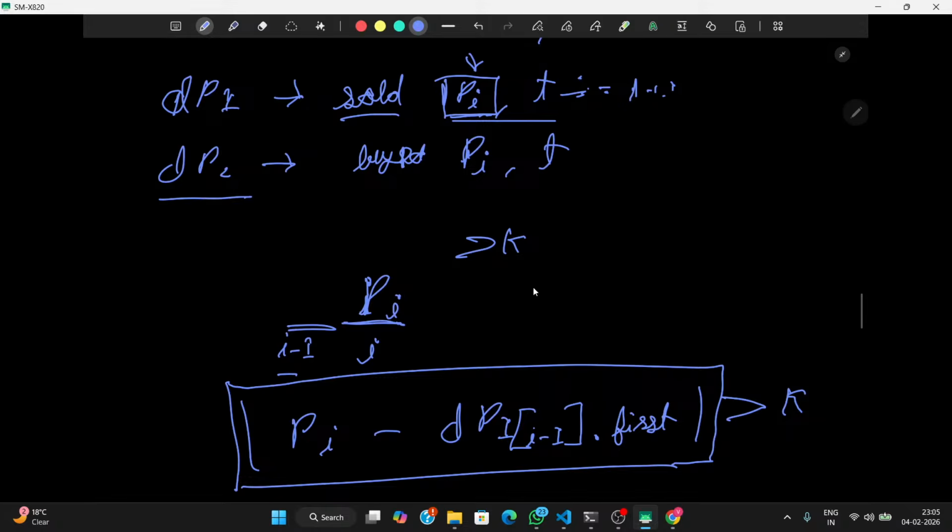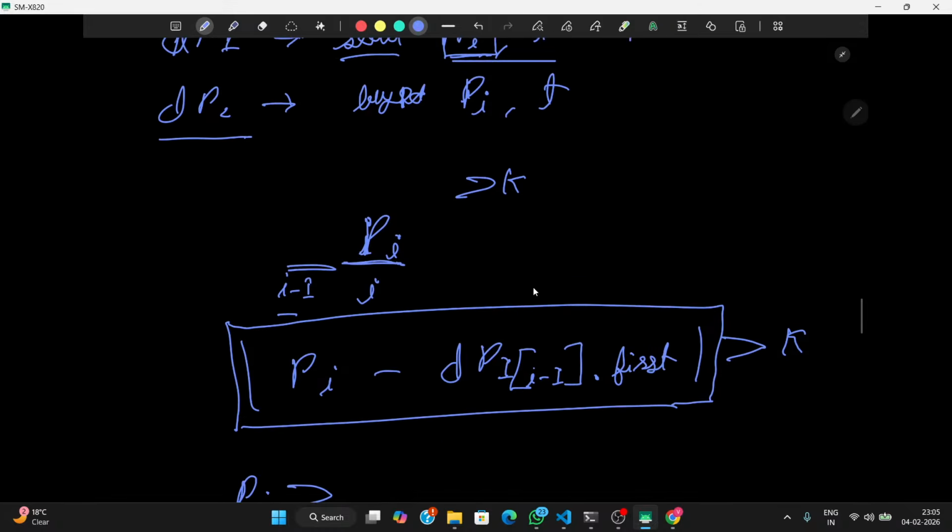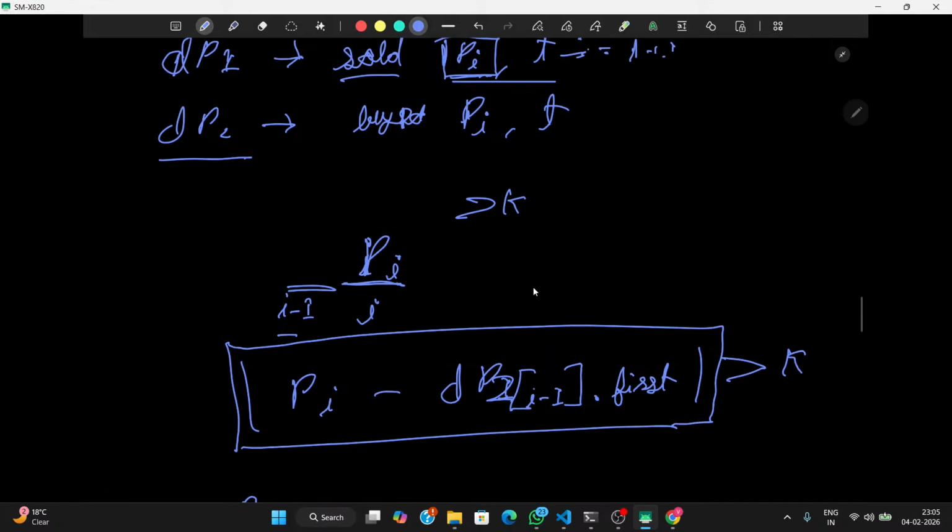Similarly, for buying, we will check the same thing. Instead of DP1, it will be DP2 here. All other things are similar. If the difference between the current PI and the DP2's element is greater than K, then we can again close the subarray here and move forward.